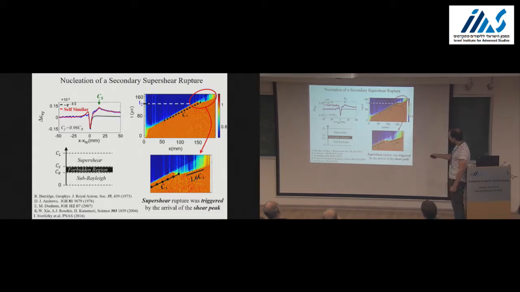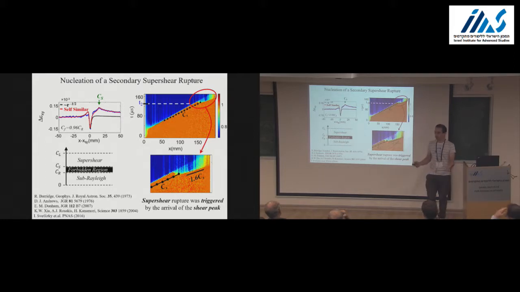I want you to know that out of the blue, at this point in time, a new rupture is nucleated, which propagates above the shear wave speed. So our synchronized measurements of the contact area and the shear stress reveal that this supershear rupture was triggered by the arrival of the shear peak.